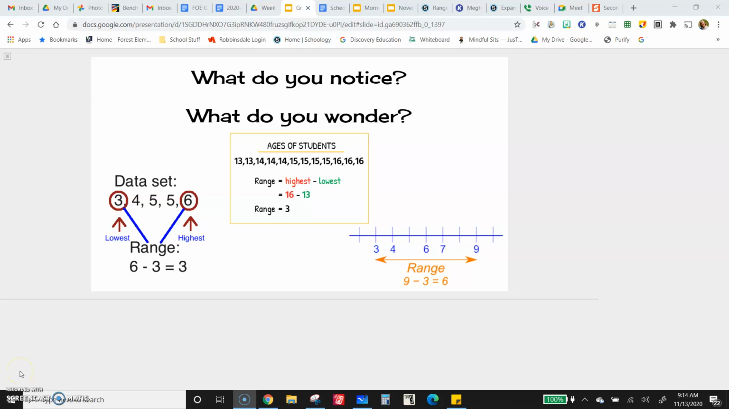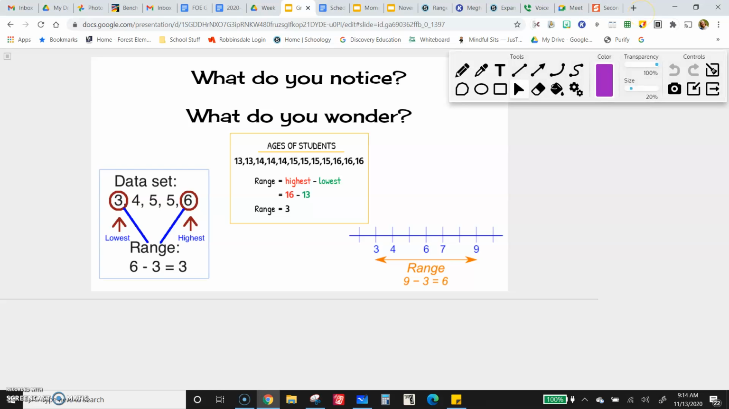All right. Second lesson is all about something called range.